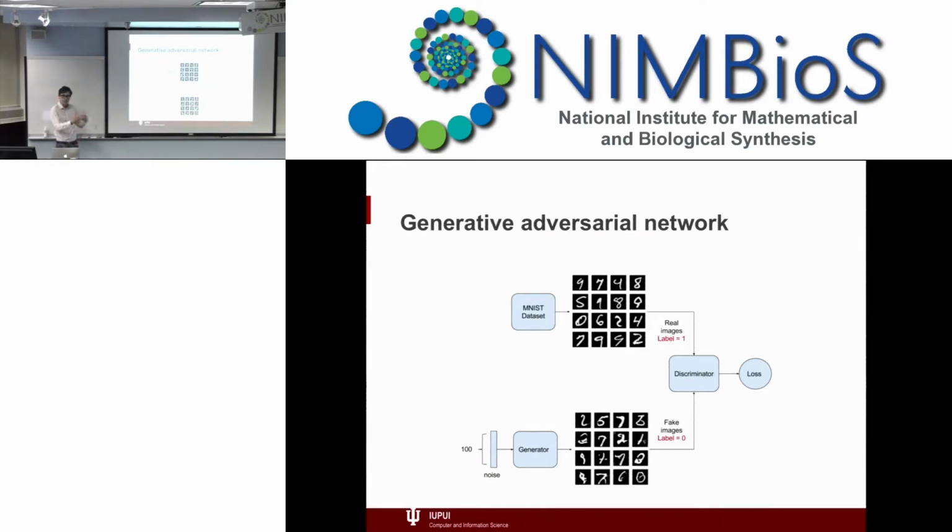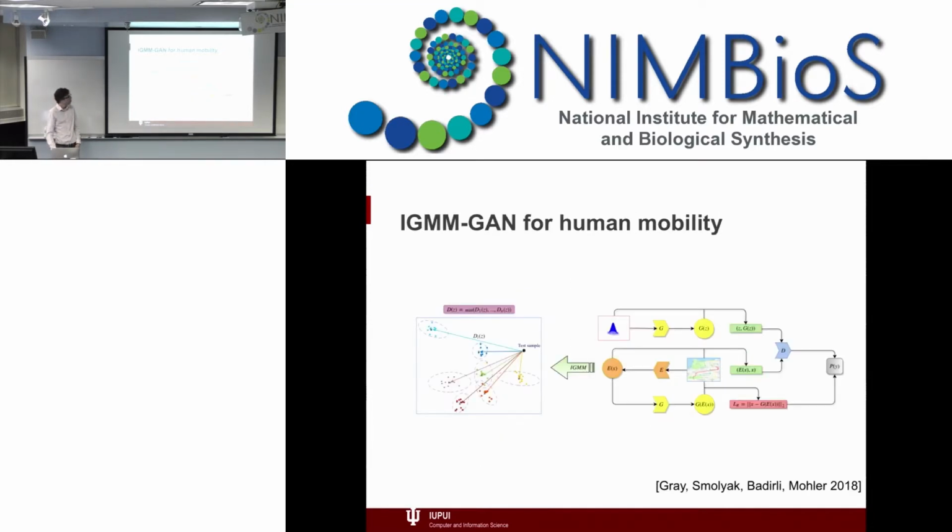And then they compete in this game, and eventually you end up learning a good representation of your data. So we've extended this framework to do anomaly detection in human mobility. The idea here is you have this generative model that maps noise to these fake trips in a car, but you also simultaneously learn an encoder that maps the trips back to this latent space.